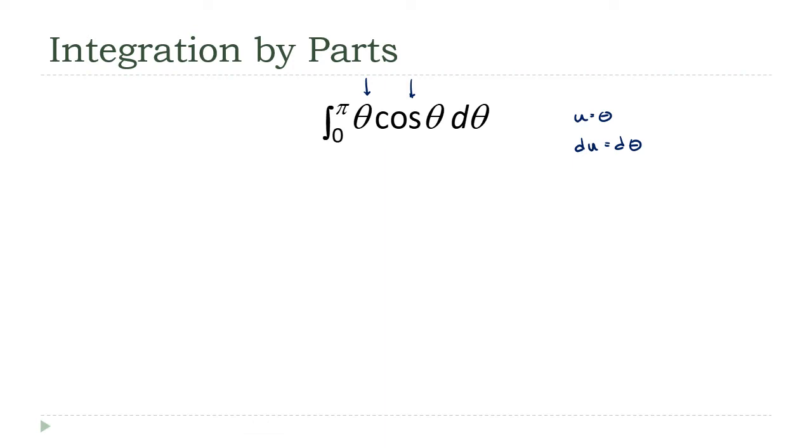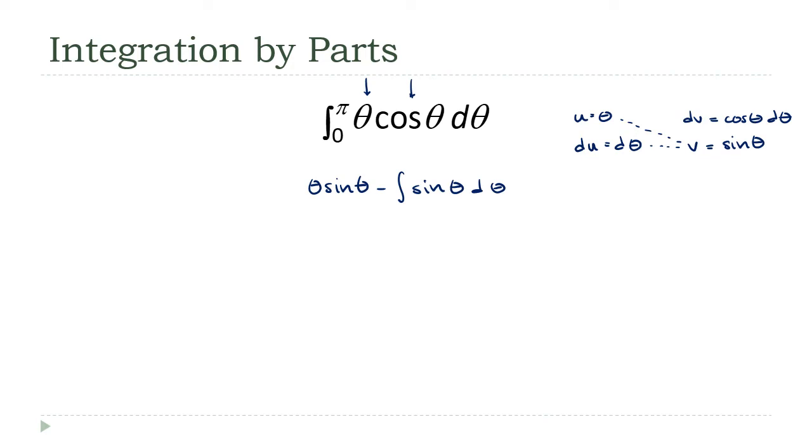Then over here, I'm going to let dv equal cosine theta d theta. And if we integrate both sides of this, v is equal to sine theta. All right, good. So now I'm going to do the integral. Our integration by parts formula says that this is equal to uv, that's theta sine theta, minus the integral of v du. So that's sine theta d theta. See, that was a good choice for the u part because it eliminated that term that was causing us trouble from the original integral.